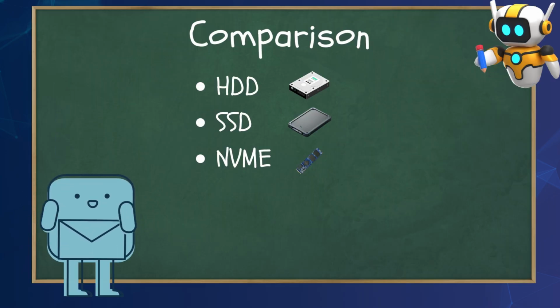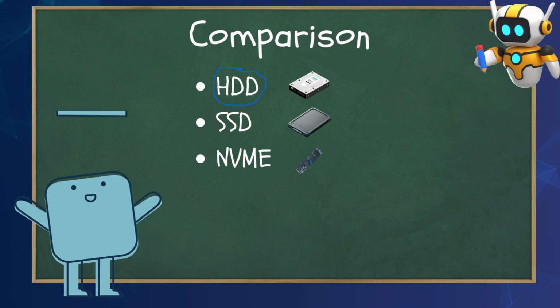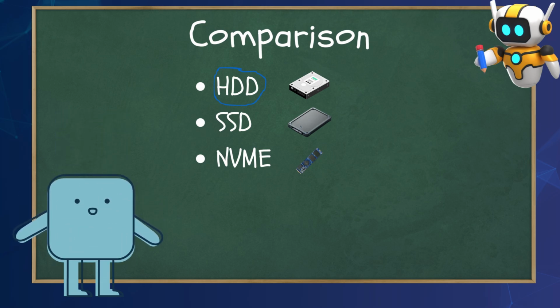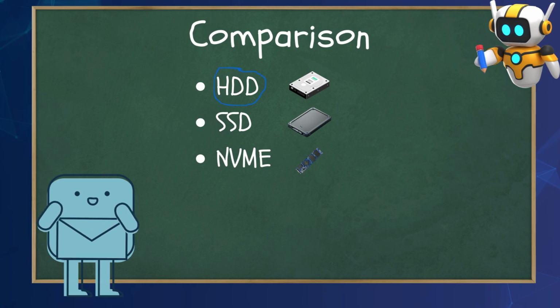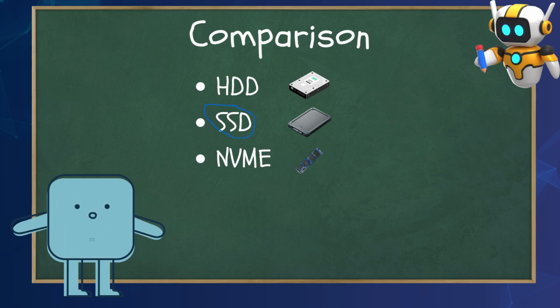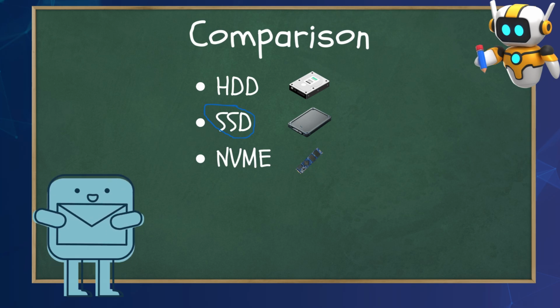Let's compare these three storage options. Hard disks are best for those on a budget who need a lot of storage space. Hard disks are affordable and offer high capacity but are slower. SSDs are ideal for general use, offering a good balance of speed and cost. They provide fast speed, durability, and are moderately priced.